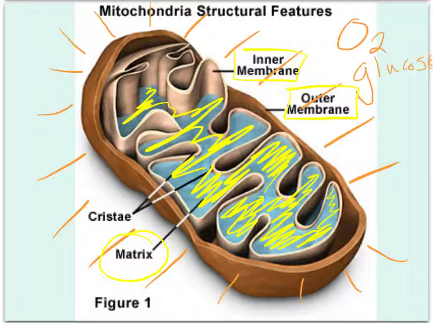That's where a bunch of the different reactions happen. The folds in the mitochondria are known as cristae. Now the cristae are where the electron transport chain is located, which we'll talk about a little bit later.